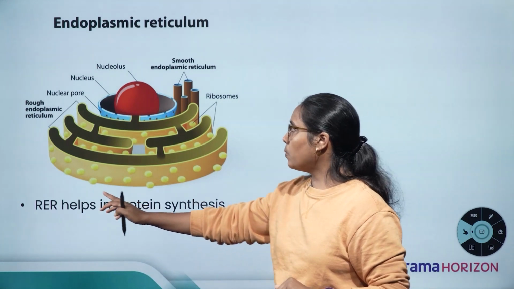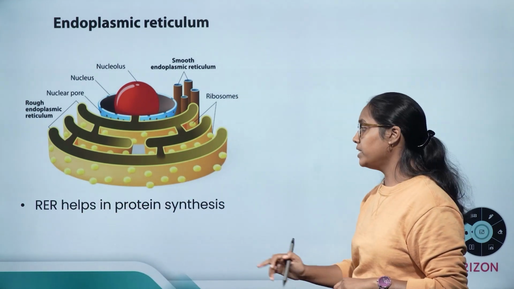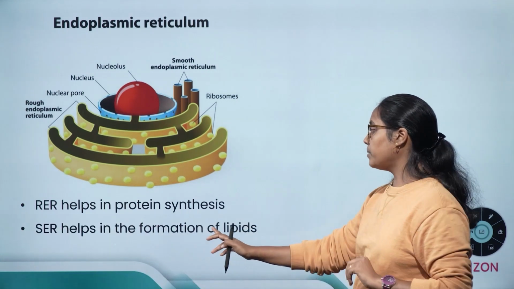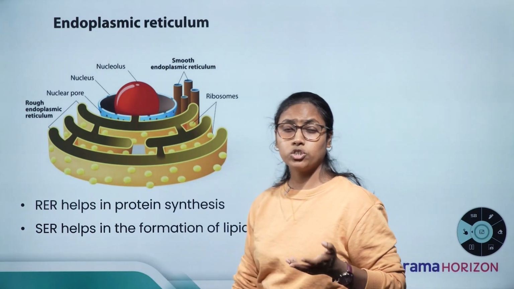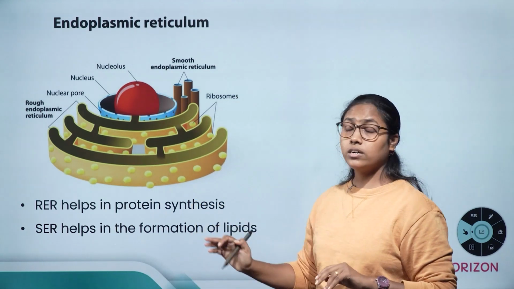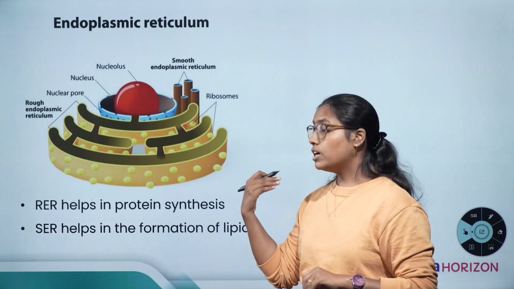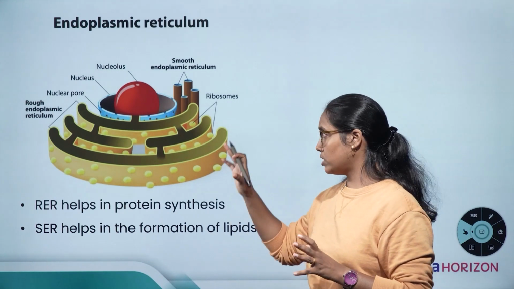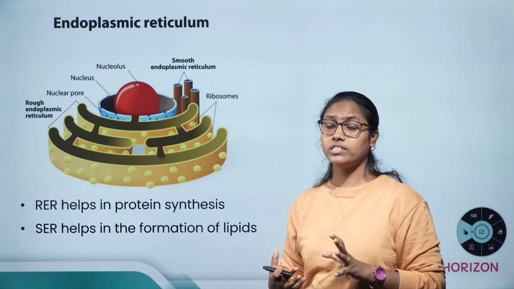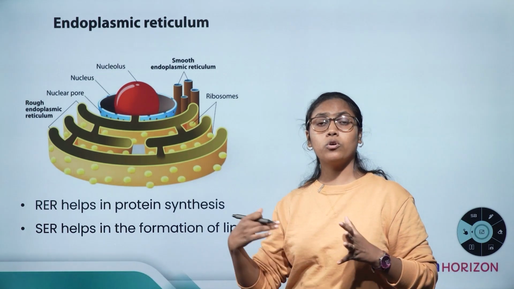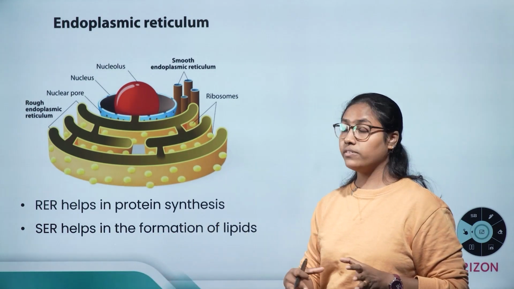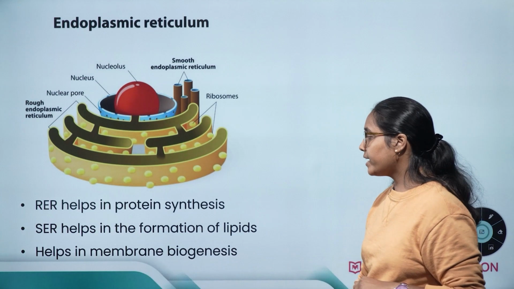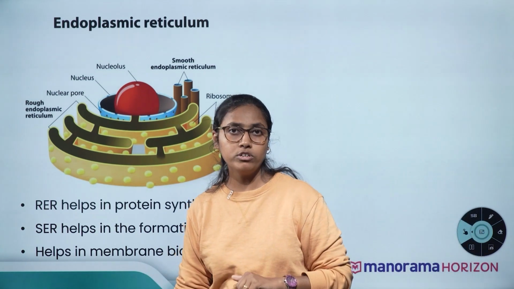So now I have already told you that RER helps in protein synthesis, and smooth endoplasmic reticulum helps in the formation of fats, of lipids. Even smooth endoplasmic reticulum acts as a detoxifying organelle. So it is found in liver. Smooth endoplasmic reticulum is more active inside the liver because all the toxins from the food we consume that reach the liver are usually detoxified by smooth endoplasmic reticulum. And I told you it helps in membrane biogenesis.